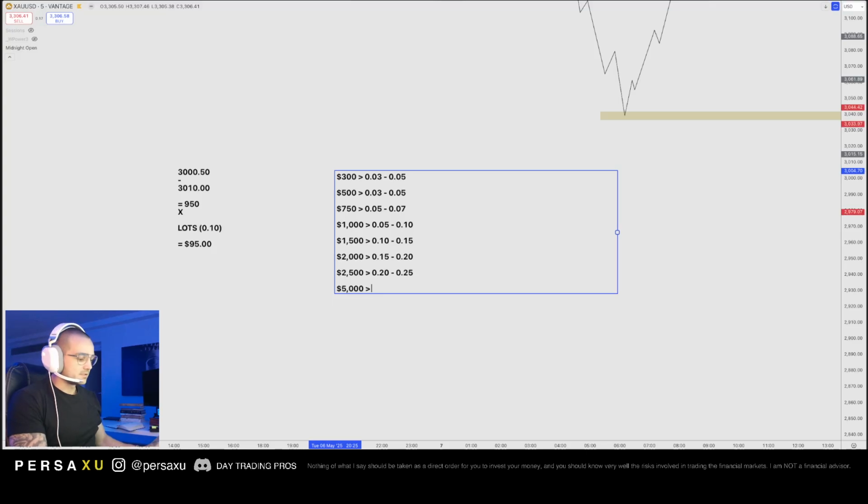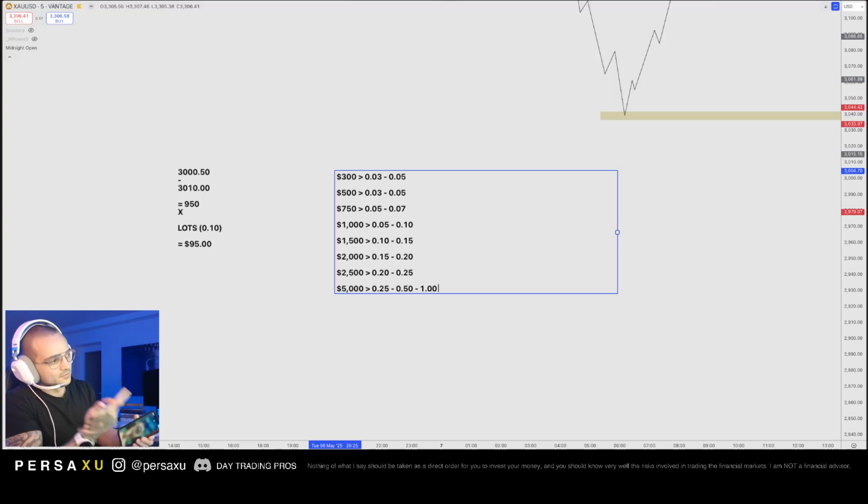But with 5,000, this is where I would be, stepping a little bit into the 0.50 tops. You could do 0.25 to 0.50. You could sort of double your volume here. Even one lot. But then with one lot, as you know, if you're going to risk 200 points times a lot, that's $200. So $200 of 5,000, that would be roughly.